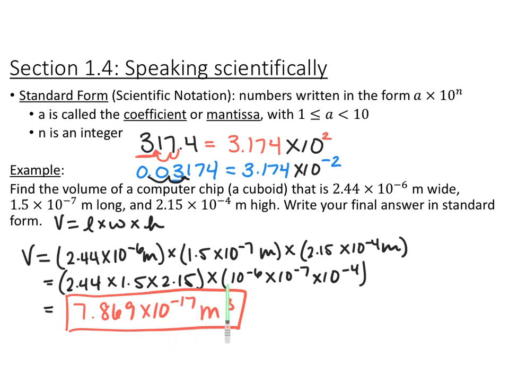And then using the laws of exponents, I just added all these exponents together and got times 10 to the negative 17. So the volume of this computer chip is 7.869 times 10 to the negative 17 meters cubed. You can also use your graphing calculator. Your graphing calculator does scientific notation, and will do this multiplication for you as well. So this has been scientific notation as well as rounding and accuracy.